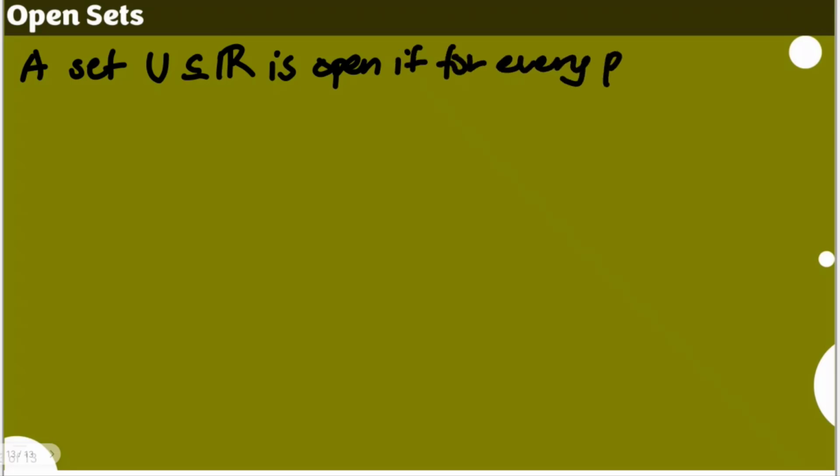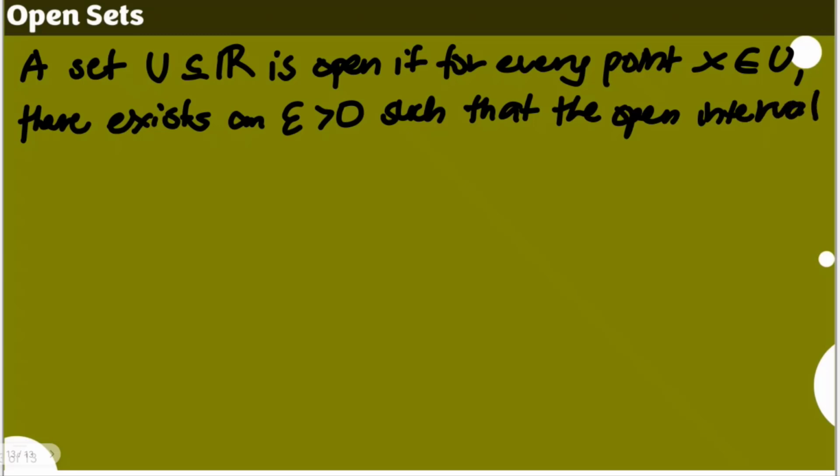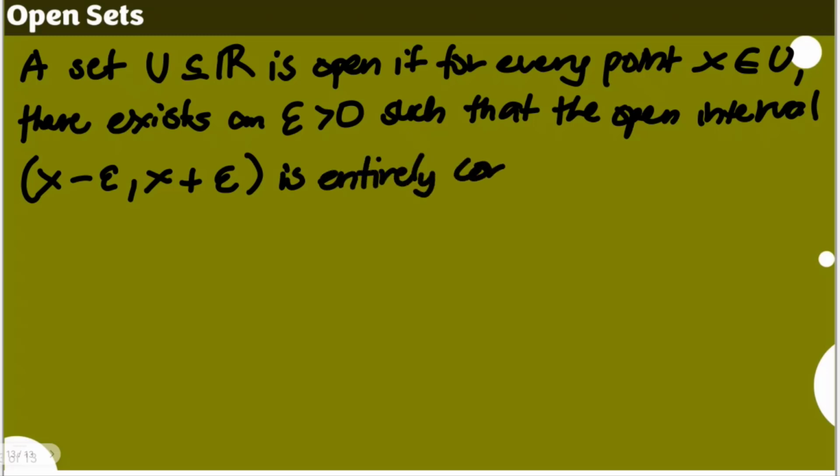A set U, a subset of the set of real numbers, is open if for every point x element of U, there exists an epsilon greater than 0, no matter how small, such that the open interval (x minus epsilon, x plus epsilon) is entirely contained in U. This is how we identify whether a certain set is open or not.